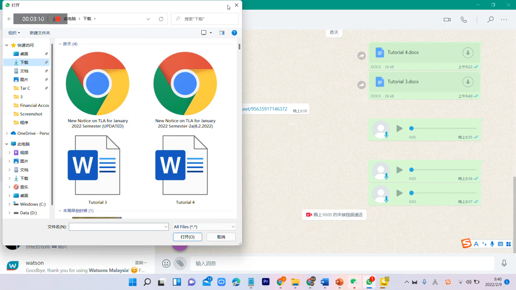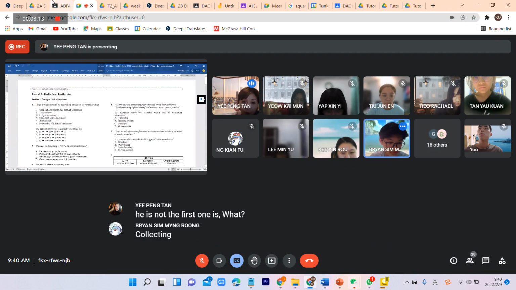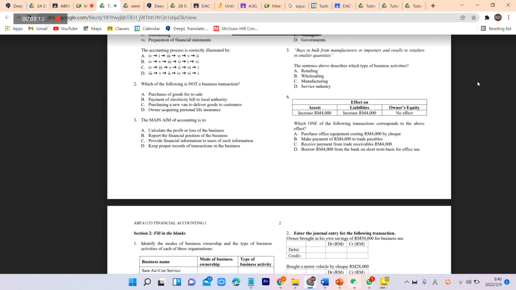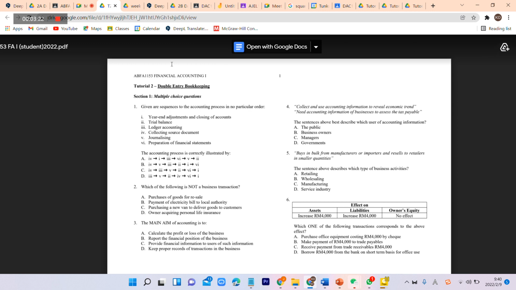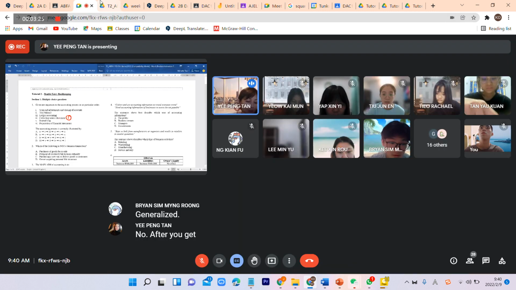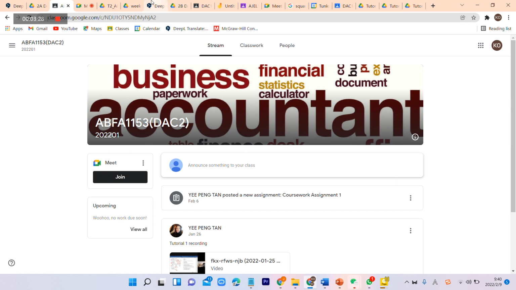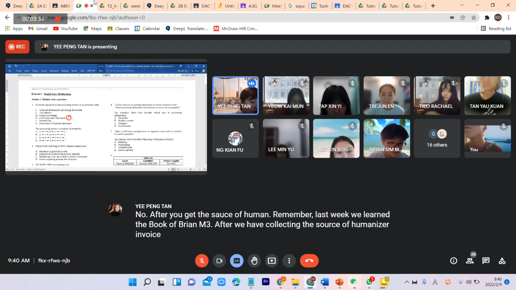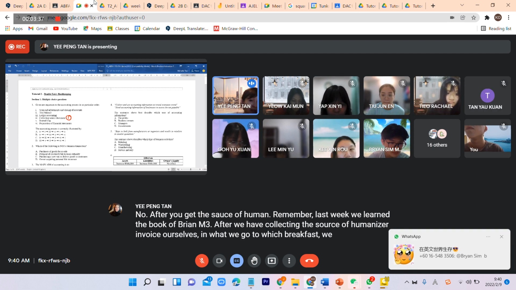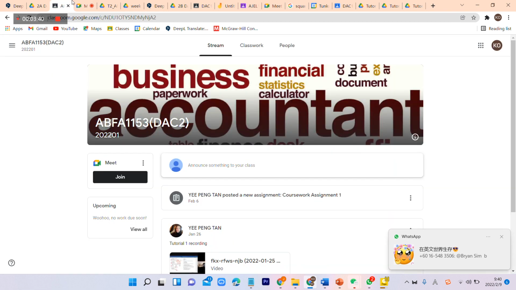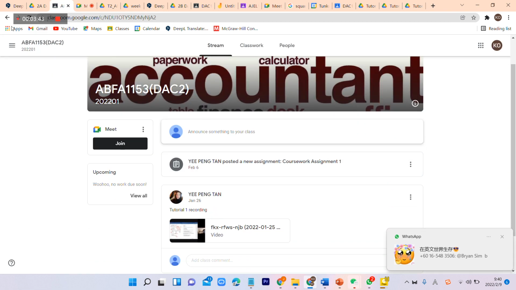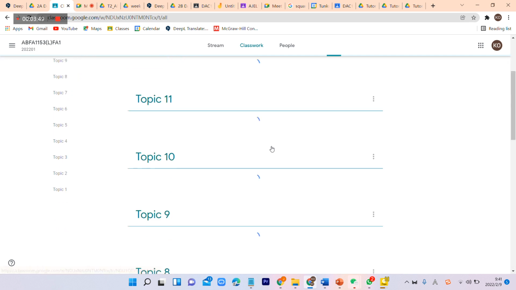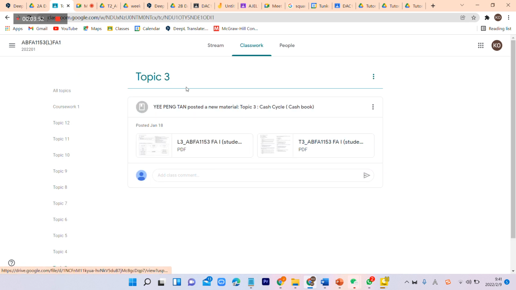C is what? The first one is? Collecting source document. All right. And following by ledger accounting, journalizing. No. After you get the source document, remember last week we learned the book of prime entry. After collecting the source document, let's say the sales invoice, we go to where first? We do not go to the ledger account, which means T account. We will not directly debit to the T account. We will go to the book of prime entry. Remember the sales journal, purchase journal, return journal, all this. This is called journalizing.